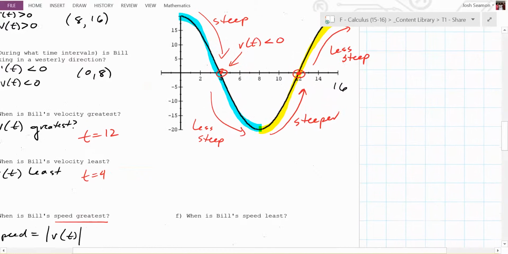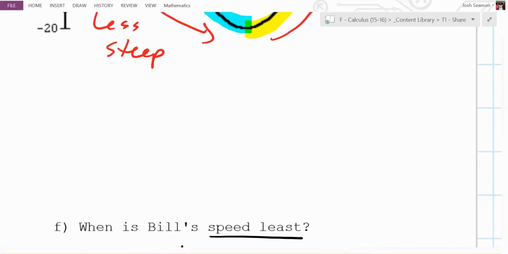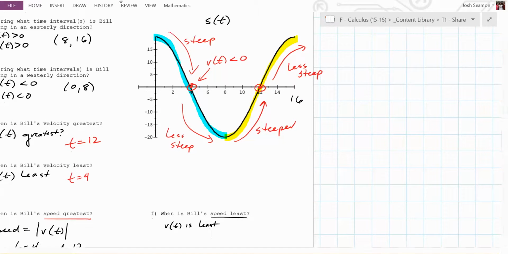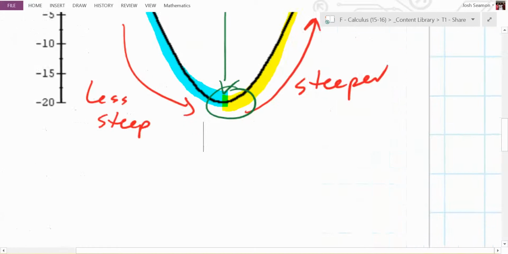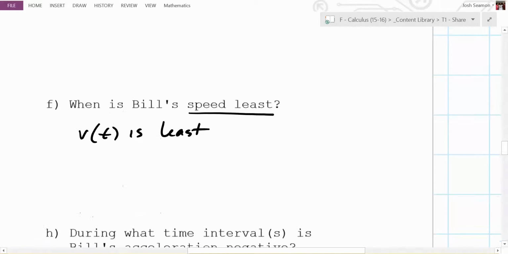So where is speed greatest on this? And there can be more than one answer. Least: in this case, if there's a 0, 0 is the slowest speed, correct? So is there one place where that happens? Where does that happen? 8. Because what happens at 8, Calvin? The slope is 0. The slope of the tangent line is 0 when t is 8.